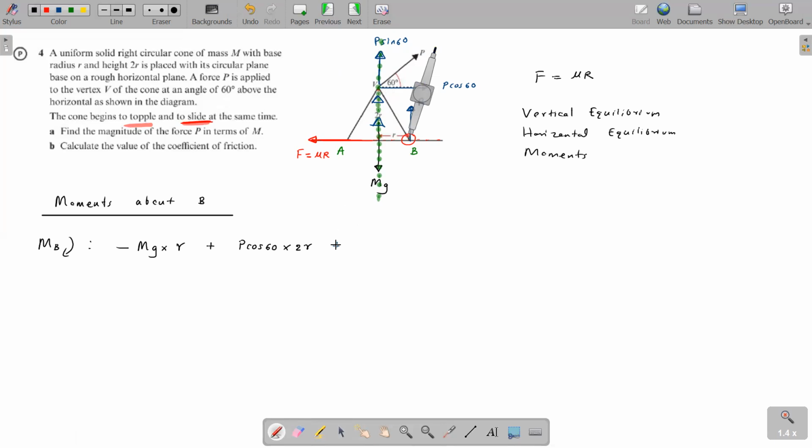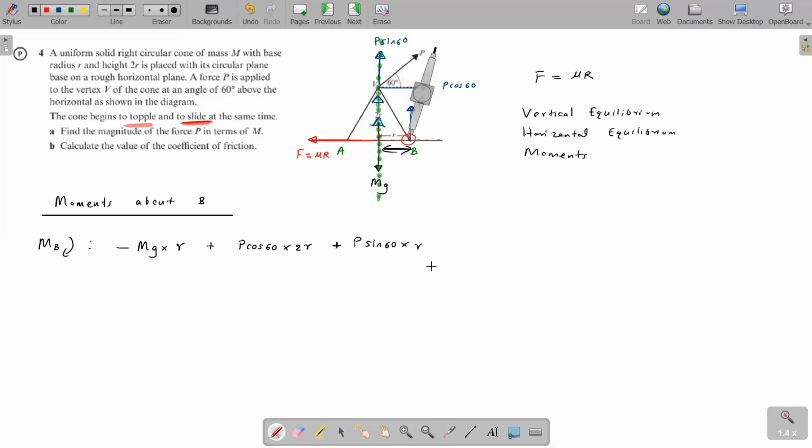So it's again plus, because it's clockwise. I'm going to give plus P sine 60 into the perpendicular distance. Guys, perpendicular distance between the line of action and B. So the perpendicular distance between the line of action and B is this guy, right? Can you see? This green color line and point B, the perpendicular distance is r.